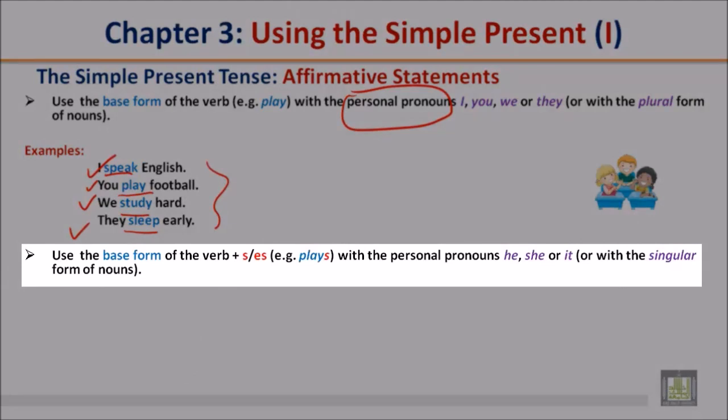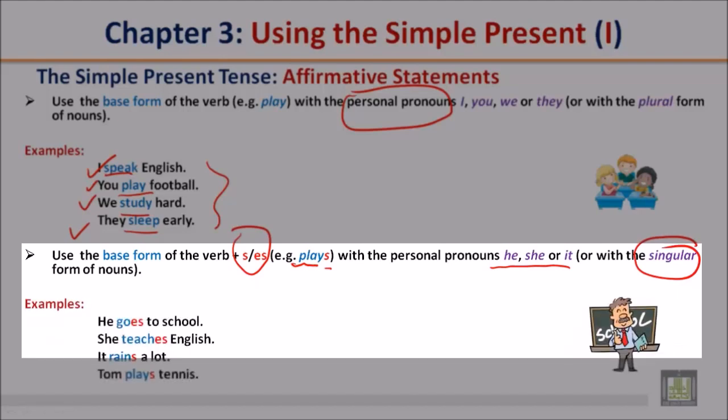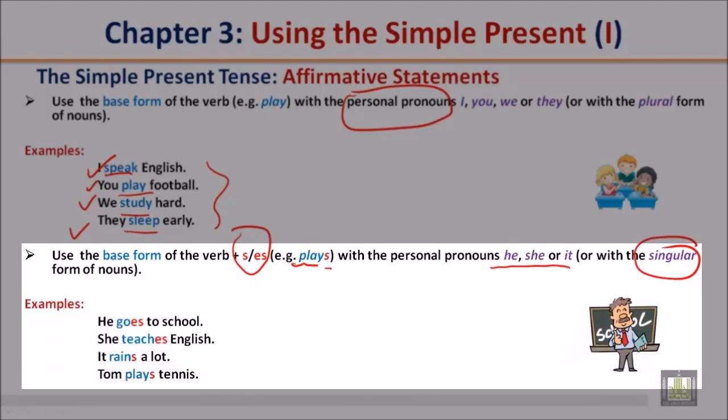Another example, use the base form of the verb plus s or es. So play is the base form and s with the personal pronouns he, she, or it, or with the singular form of nouns. Example, he goes to school. The he is a personal pronoun, and goes has an es.